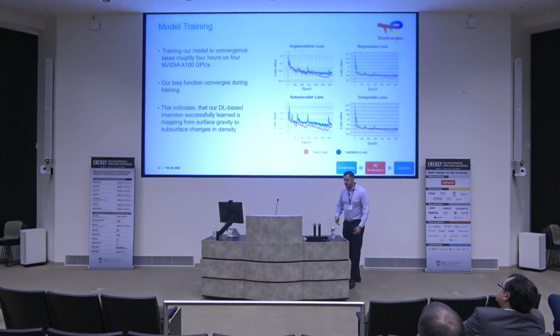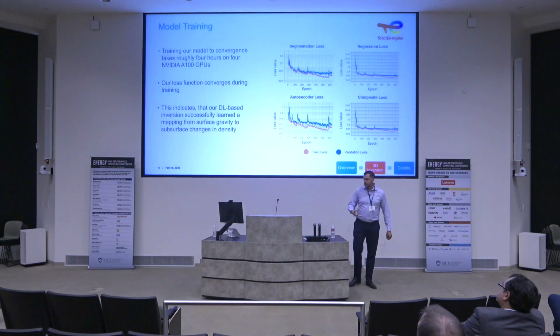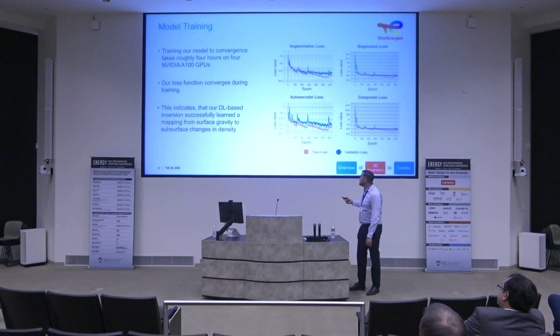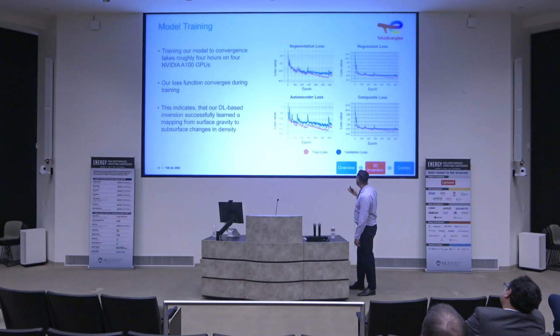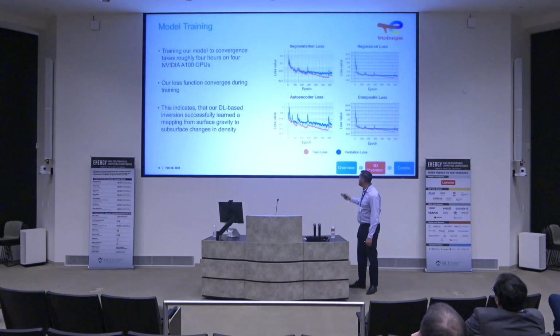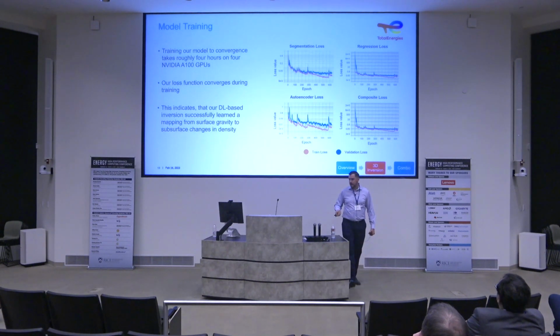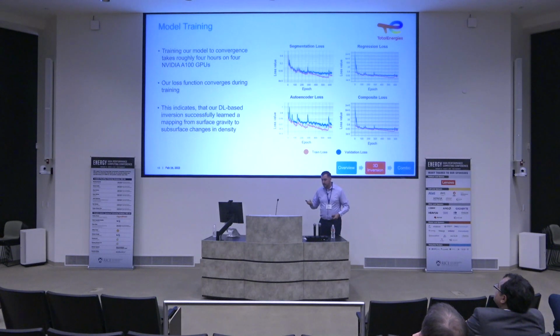So when we actually sit down and apply all these methods to our data set and train them, it takes about 4 hours to converge for about 650 epochs, and we split this across 4 NVIDIA A100 GPUs. And here, in this image on the right, we have the train loss in orange and the validation loss in blue for all of our constituent loss functions. The important thing to note here is that all of these appear to show a converging pattern, which is exactly what you want to see when you're training these models. And what it tells us is that, yes, our model was able to learn a mapping from this 2D surface gravity input to a 3D subsurface density model.